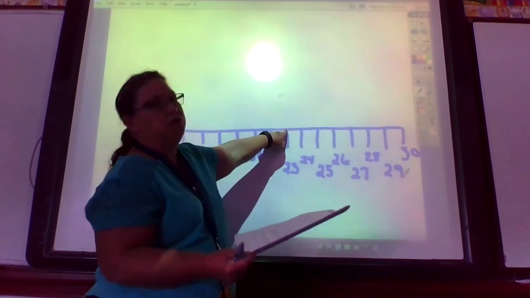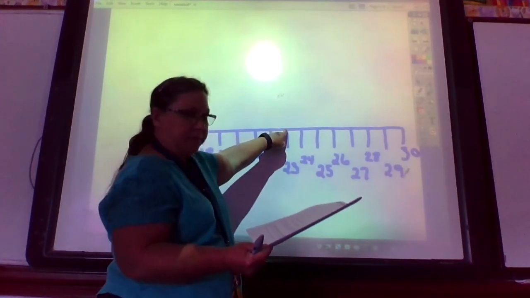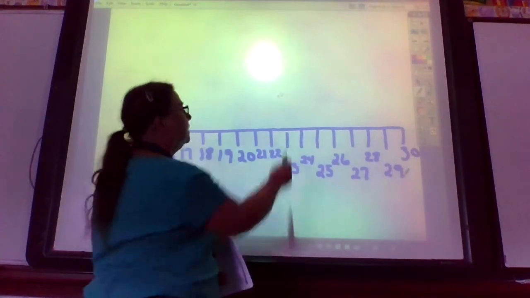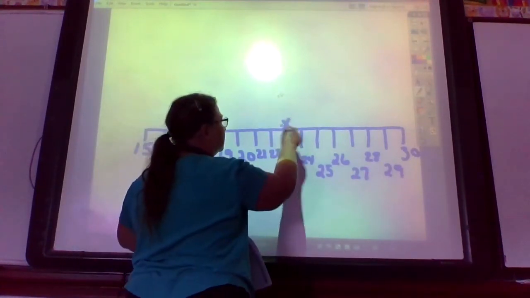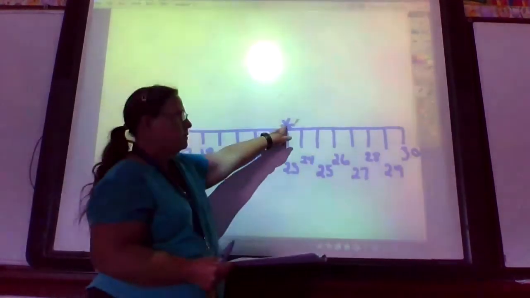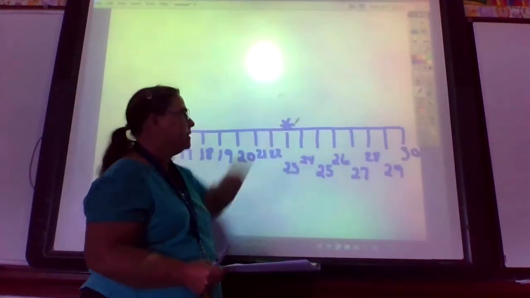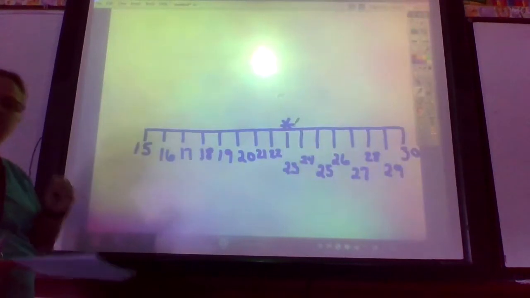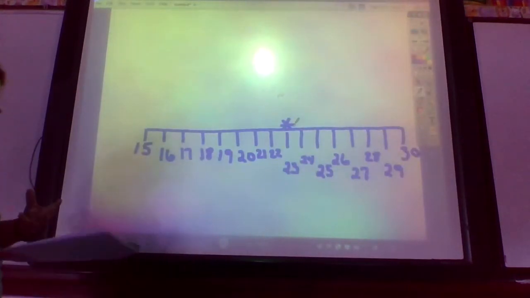Okay, show your work on the broken centimeter ruler. So he started right here. There's my cricket on 23. So you need to put a little star or a dot, something above the 23. That's where the cricket started.